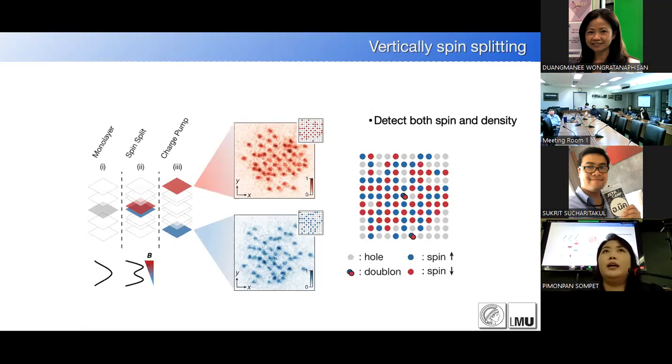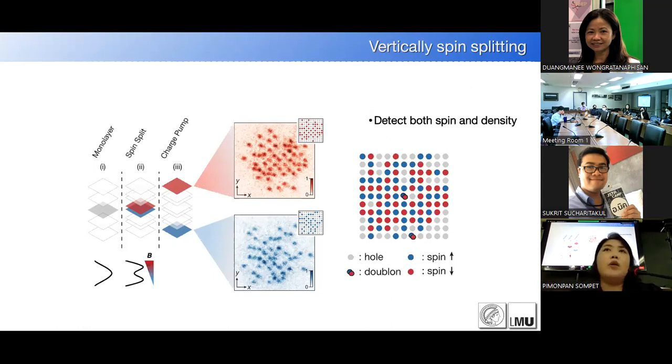Yeah, from what I know until now, we are the only lab in the world that can do this. So there is another way to measure spin as well.